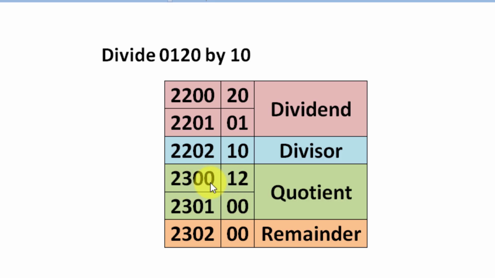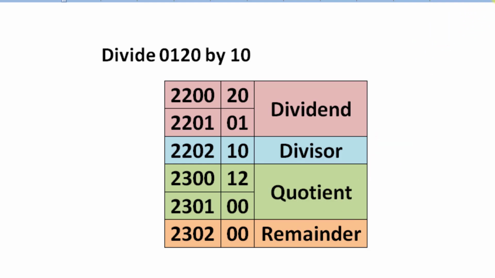At 2300 we'll get the quotient 12, the lower byte of the quotient. At 2301 we'll get the higher byte of the quotient, so it is 00, and this is 12, and the remainder will be 0, which will be stored at 2302. This is the remainder. Now we can also try some examples, like instead of this, if we delete this and make it 2, then of course the remainder we'll get will be 2. You can try that example. Okay, so this is what we'll be doing on the simulator.